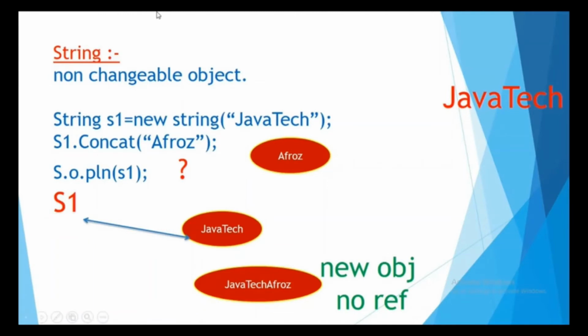In this example, a new object will be created, but that object doesn't contain any reference. So I am printing here s1. s1 is not modified here. A new object is created. So my answer is JavaTech only.